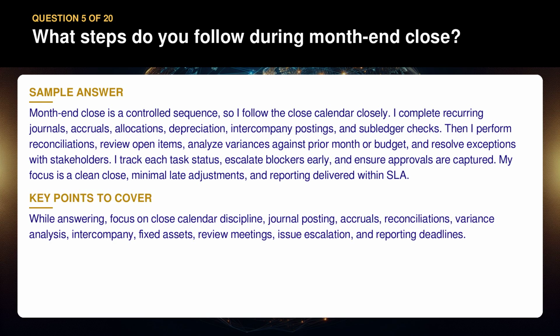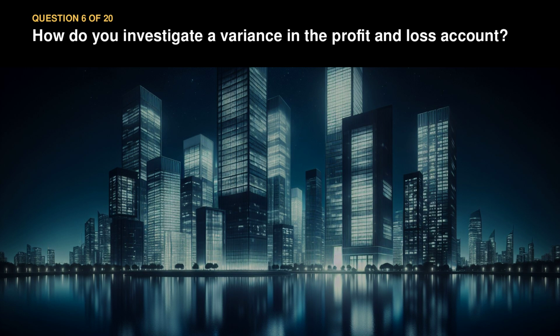While answering, focus on close calendar discipline, journal posting, accruals, reconciliations, variance analysis, intercompany, fixed assets, review meetings, issue escalation, and reporting deadlines. Question 6. How do you investigate a variance in the profit and loss account?